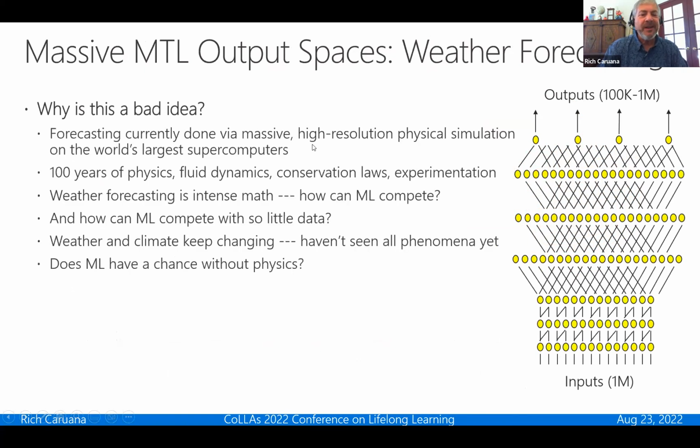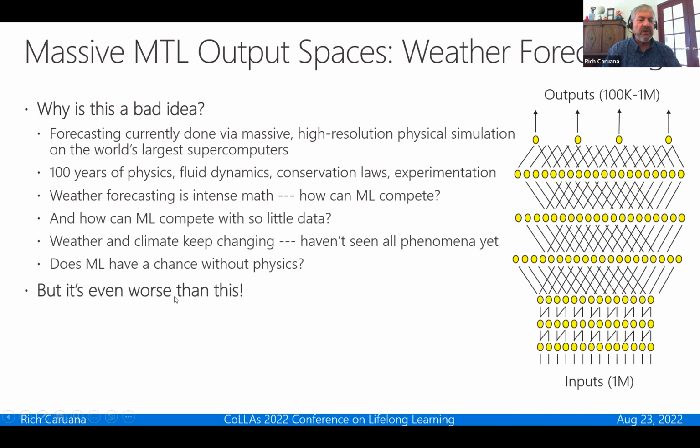Well, right now, the physical simulation they do uses the largest supercomputers on the planet. They've done fluid dynamics, conservation laws. They know all about physics and fluids. They use intense math. They use huge computers. And we haven't even seen all of the phenomena in weather, right? The weather this year might look different than the weather has in the past 10 or 20 years. So how can you really hope with machine learning to predict the weather? Do you really have a chance of doing this accurately without knowing all the physics before you start?